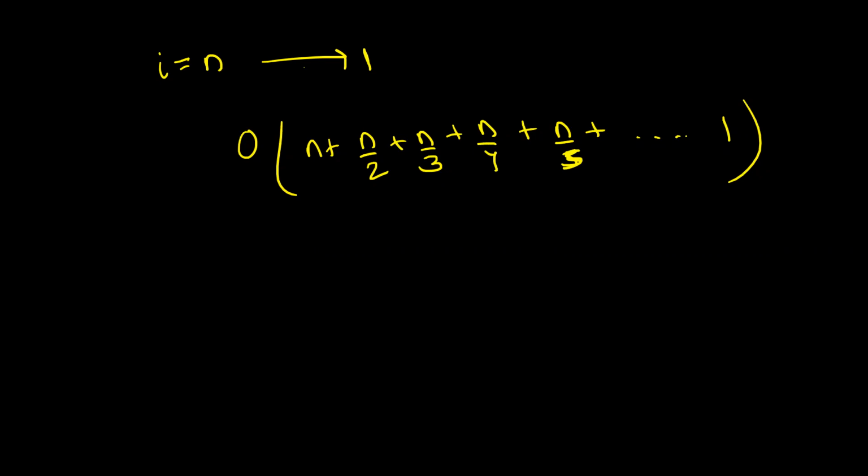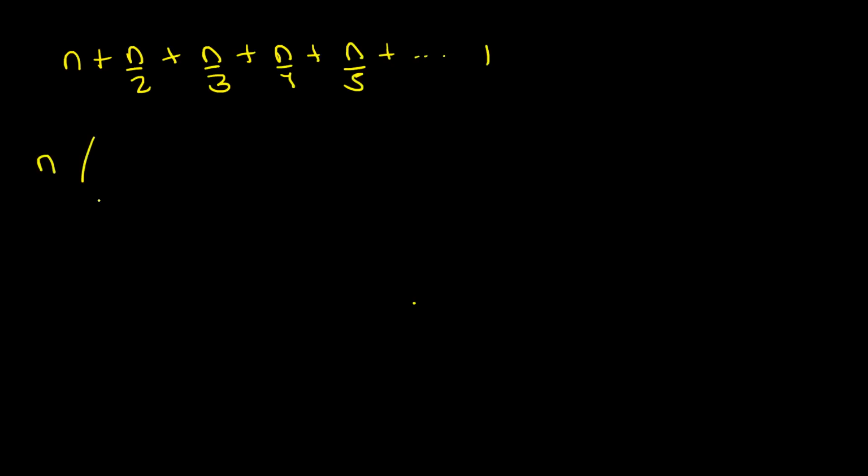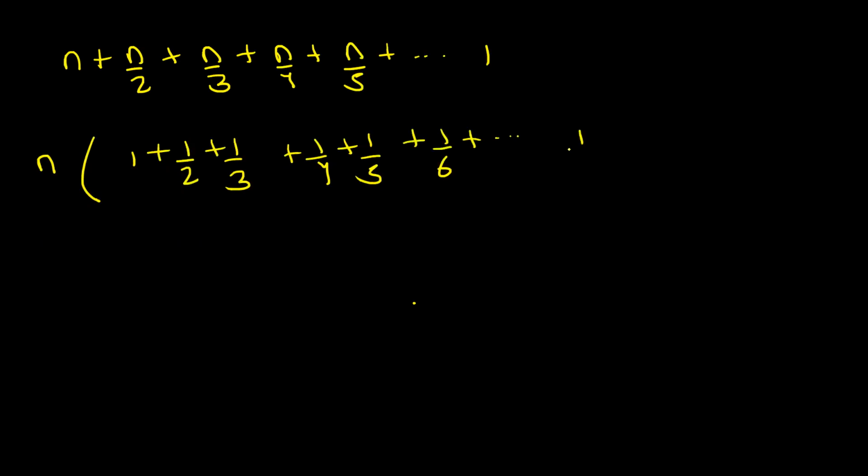Now let's say I take n common. See, I am interested in evaluating this summation: n plus n by 2 plus n by 3 plus n by 4 plus n by 5, till 1. I take n common. So n times 1 plus 1 by 2 plus 1 by 3 plus 1 by 4 plus 1 by 5 plus 1 by 6, till 1 by n.